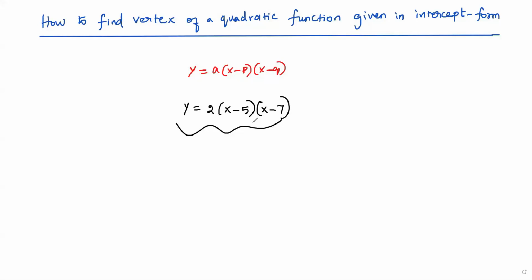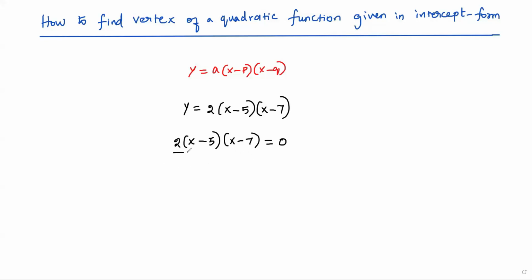To get the vertex of this quadratic function, my first work is to get the two x-intercepts. For that, I have to plug in 0 for y. Not only for this quadratic function, but for any function, if I want to get x-intercepts, I have to plug in y is equal to 0. When I plug in y is equal to 0, I get a quadratic equation: 2 times (x minus 5) times (x minus 7) equals 0.